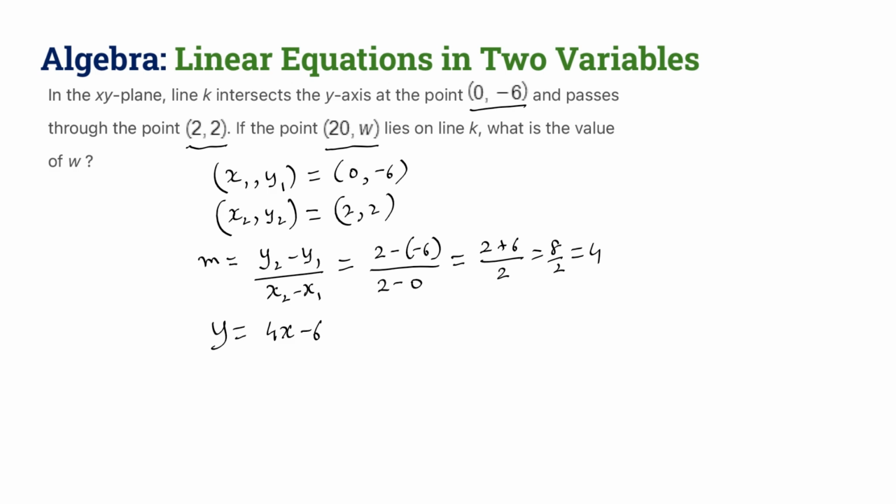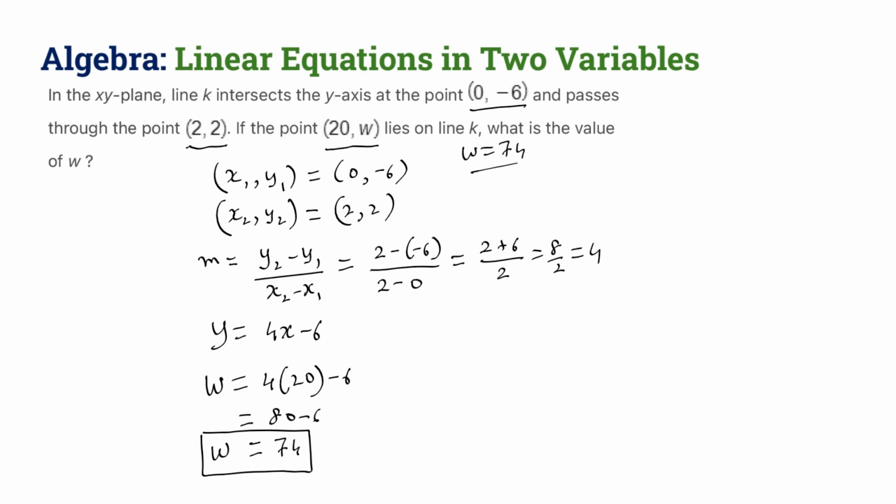Now, in order to find the W value for a given point at x equals 20, we will just plug in x equals 20 into this equation. So we'll get W is going to be equal to 4 times 20 minus 6, which is equal to 80 minus 6, which is 74. So our value for W is 74.